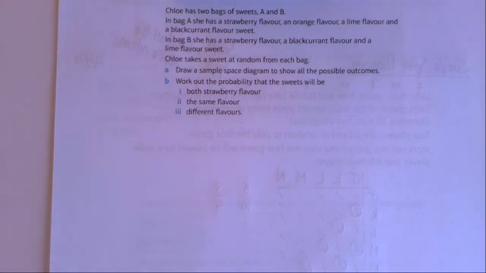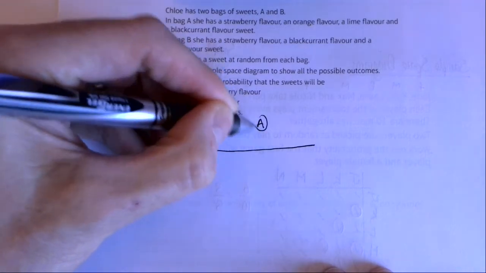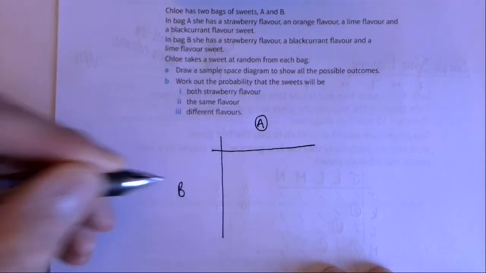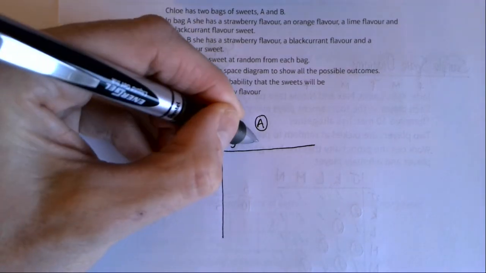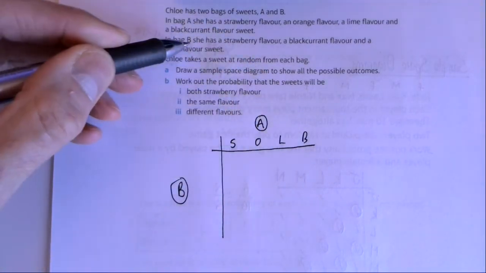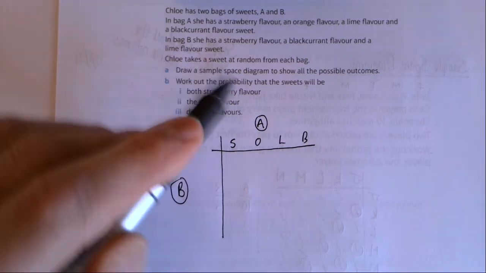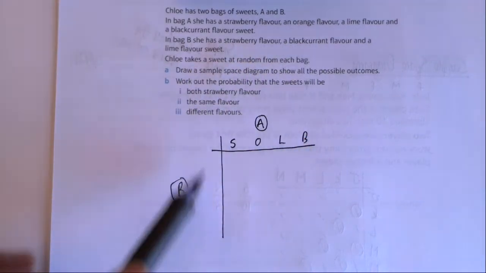Here's a slightly different question, but a sample space diagram can help us with this one as well. So we've got 2 bags of sweets. We've got bag A, which I'll put up here, and I've got bag B, which I'll put here. And bag A has got strawberry, orange, lime and blackcurrant. Bag B has got strawberry, blackcurrant and lime, just 3 in it. So I'll just check. I've got 1, 2, 3, 4 in that, and 1, 2, 3 in that one.